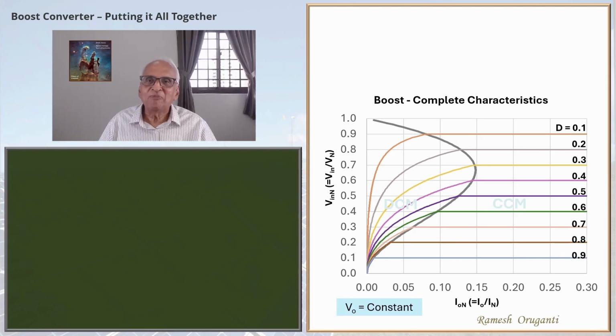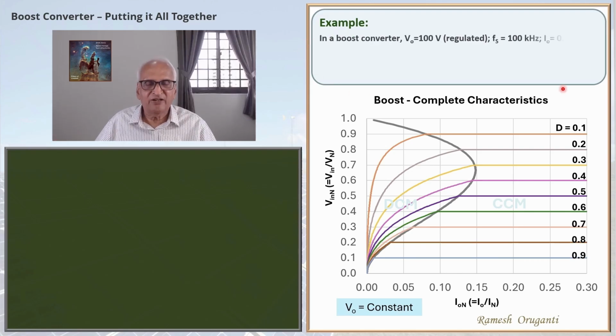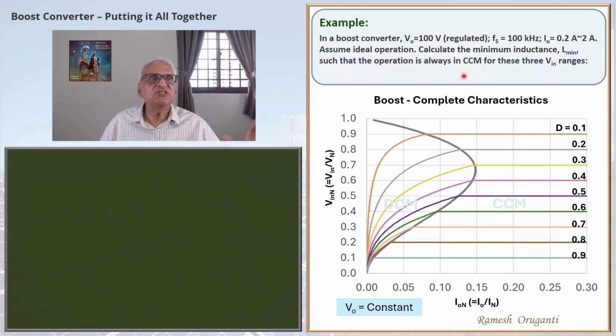Next we will do a problem to understand these characteristics better. In a boost converter, V0 equals 100 volts regulated to be constant. Fs is 100 kilohertz and I0 varies between 0.2 amperes and 2 amperes. Assume ideal operation. Calculate the minimum inductance L min such that the operation is always in CCM for these three voltage ranges. Vin equal to 80 to 90 volts, Vin equal to 20 to 40 volts, Vin equal to 20 to 90 volts.